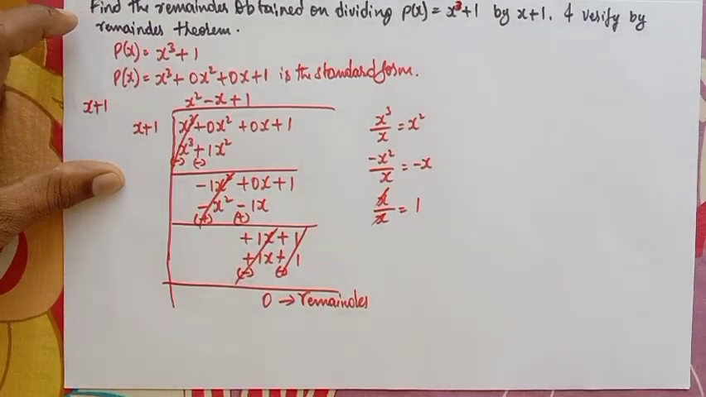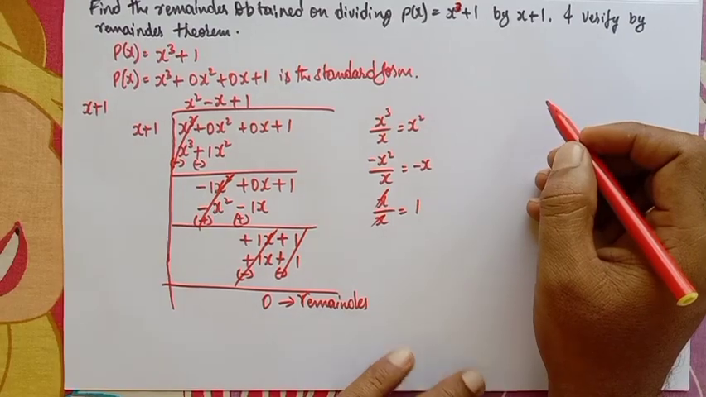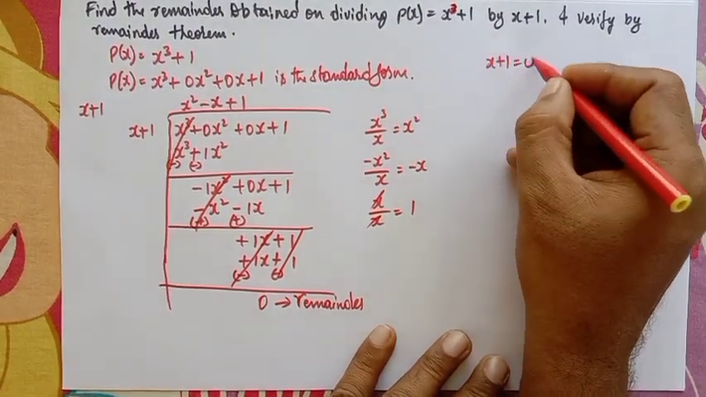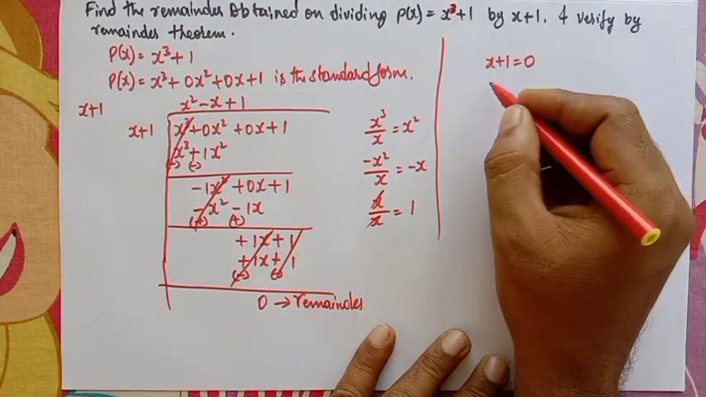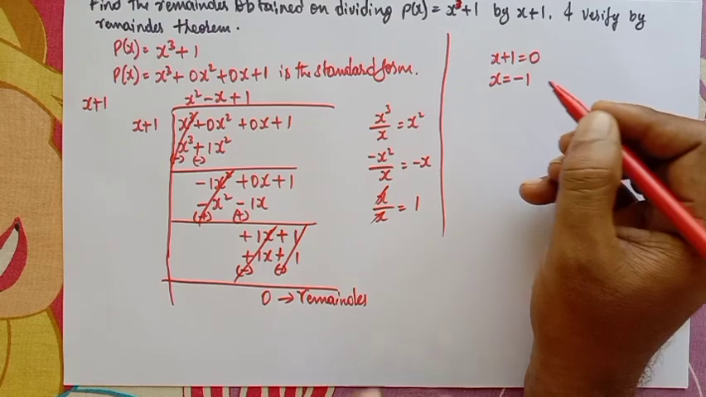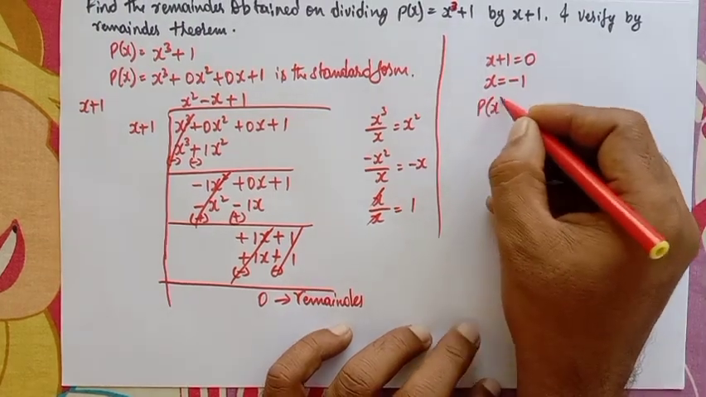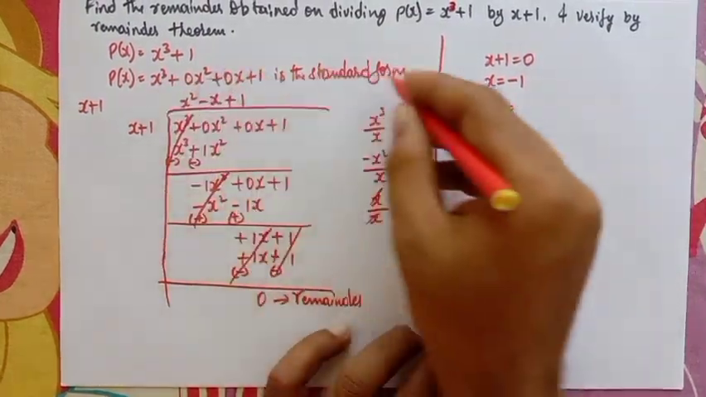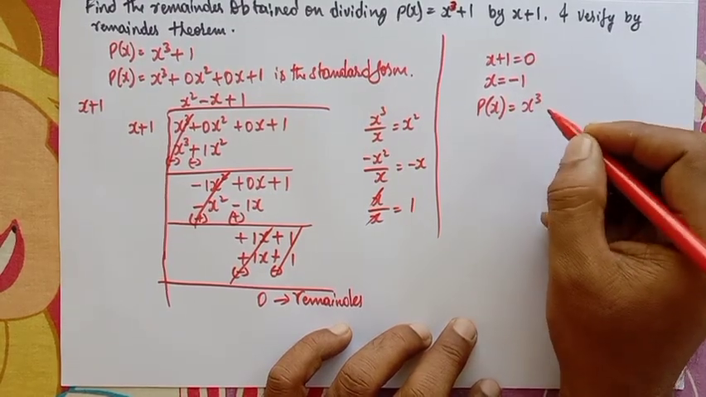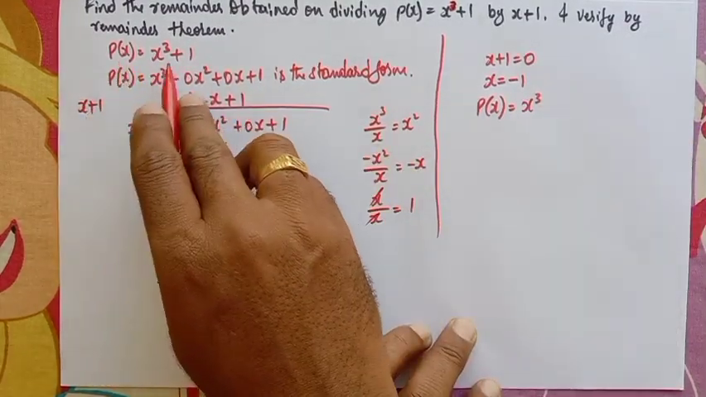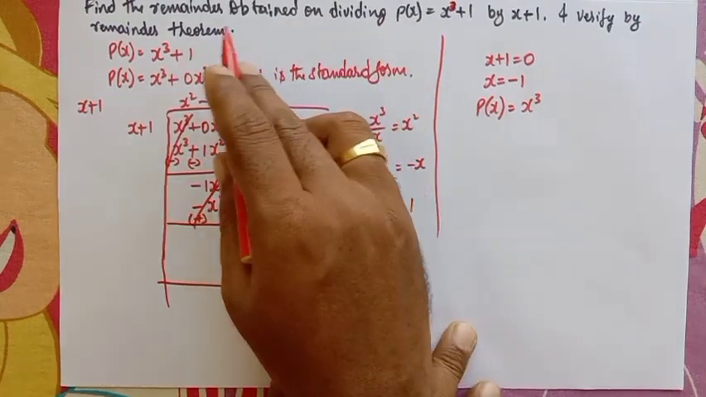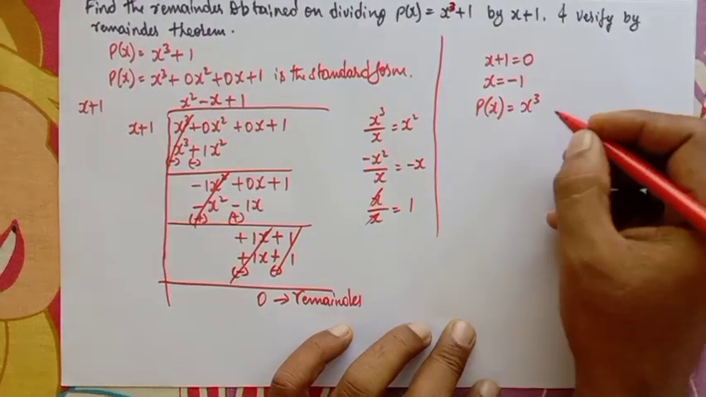Let us verify this by the remainder theorem. X plus 1 is equal to 0. Let us equate it to 0 to find the value of x. X is equal to minus 1. So let us put this in the equation. P of x is equal to, we have written this in the standard form, x cube, but it is not necessary to write it in the standard form. Let us directly take the polynomial that has been given, x cube plus 1.